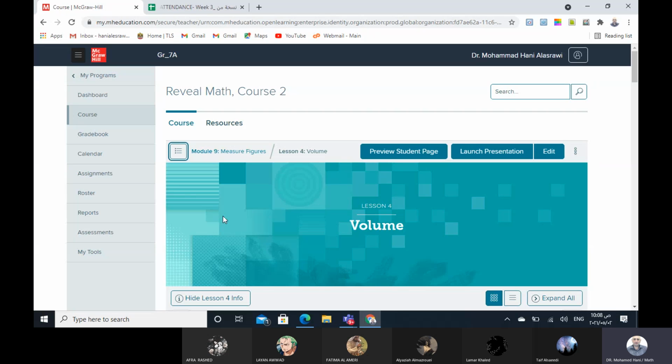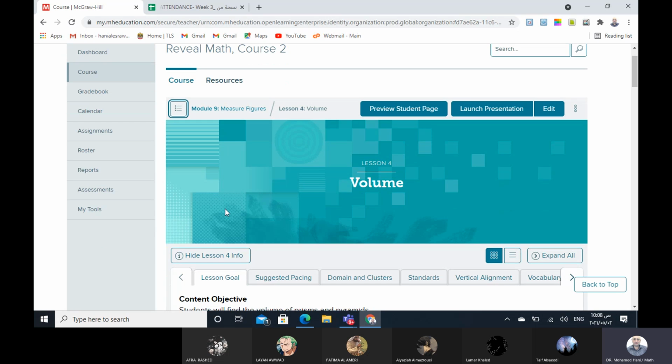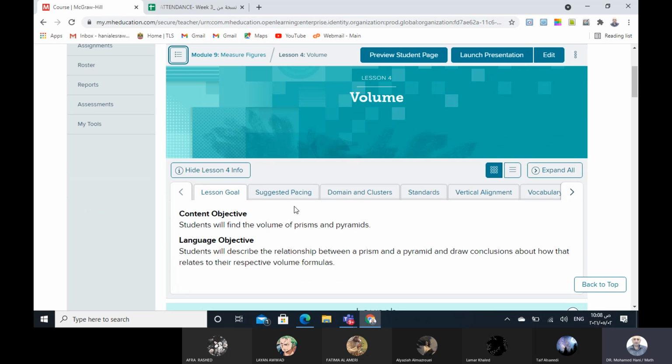Math, grade 7. We are in module 9, measures of figures. Today we have lesson 4, volume. Today we want to learn volume. In this lesson, we want to learn how to find the volume of prisms and pyramids.